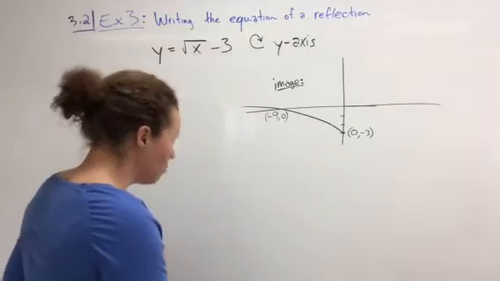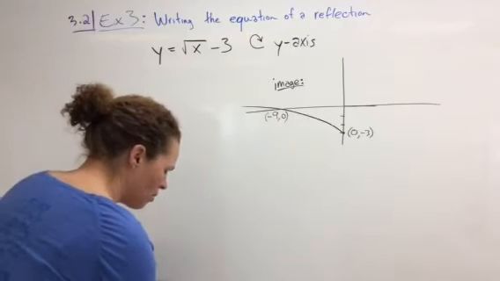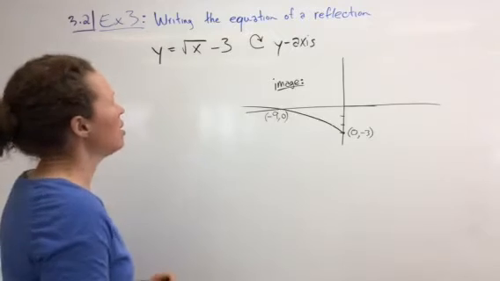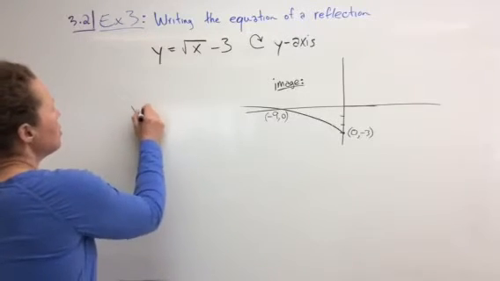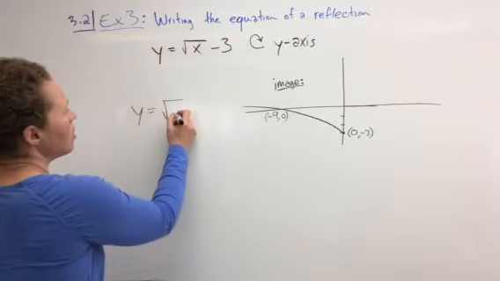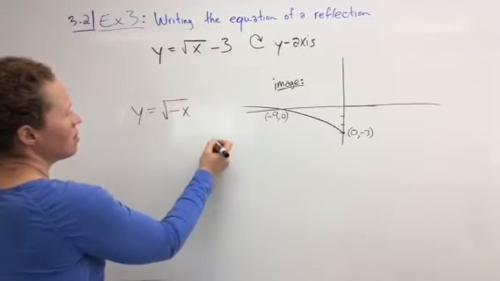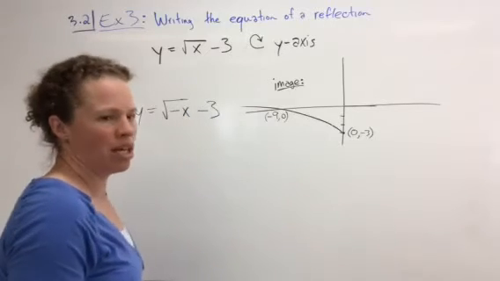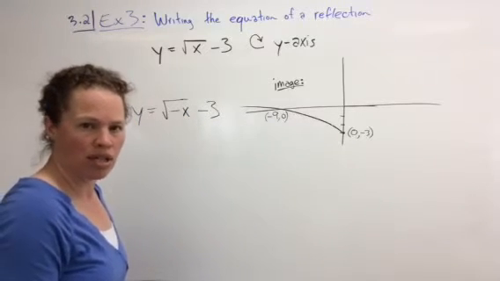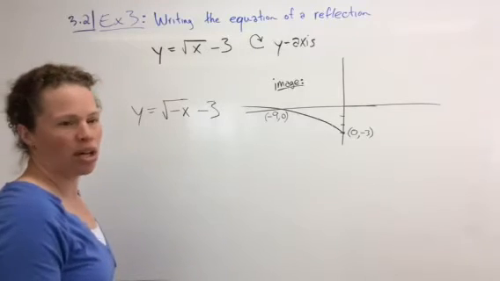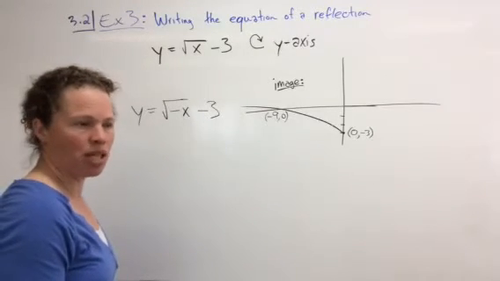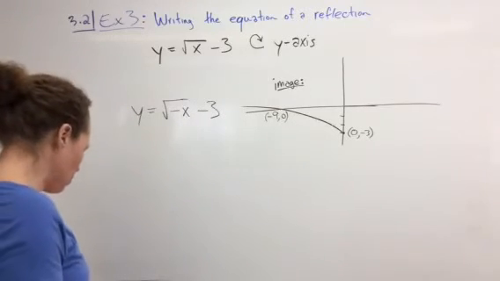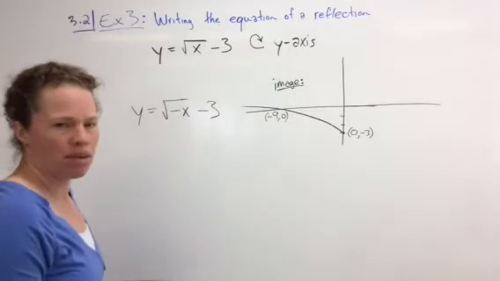So when I look at my equation here, I'm going to write x as a negative exactly where it is in the equation. So I've got y equals the square root of negative x minus 3. See how that part here has become negative while the rest of the equation stays the same. That's what we're dealing with when we talk about a flip over the y-axis, because it's changing x, it's not changing y.